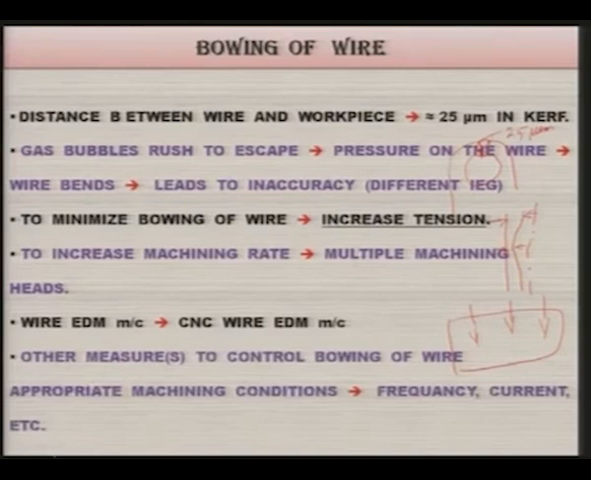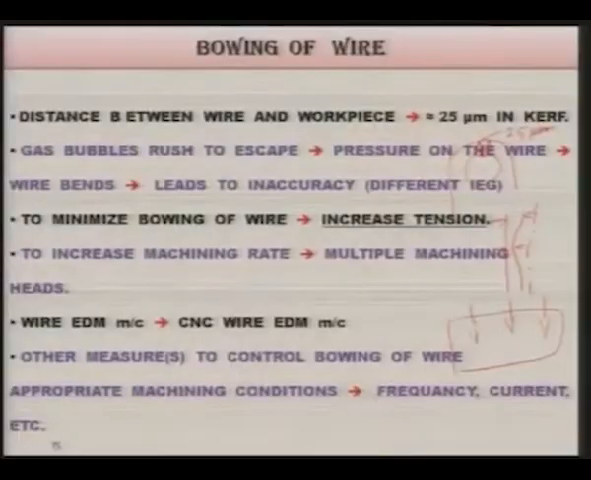Other measures to control bowing of the wire: appropriate machining conditions, frequency, current, etc. So, you should use appropriate machining conditions so that the bowing of the wire can be minimized, especially the frequency of the pulse power supply, the current that is flowing, and some other parameters.